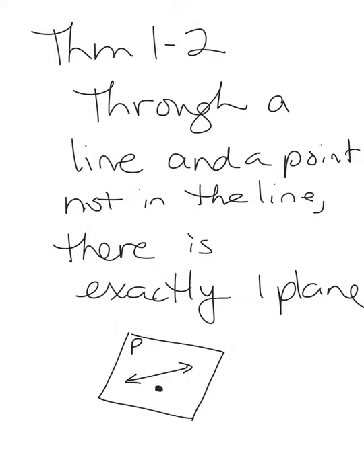In the next theorem, it says through a line and a point not in the line, there is exactly one plane. So for instance, if I have a line on plane P, along with a point, we'll call that point A, that is only going to happen within one plane. I can only get the line and the point not on the line in one plane.